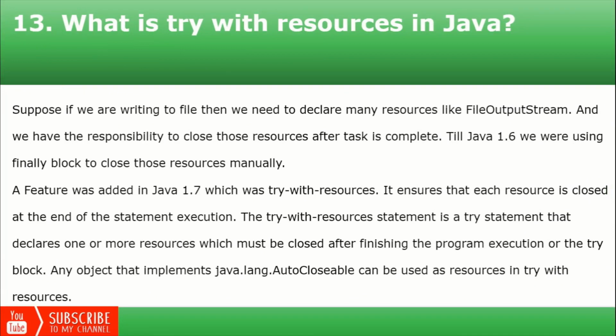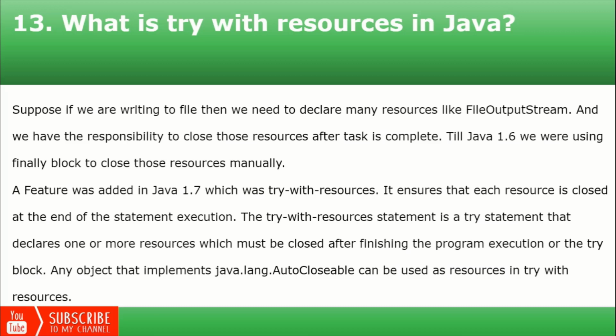Suppose we are writing something to a file. In that case, we may need to declare many resources, like a FileOutputStream, which we'll be using to write to the file, and then we have the responsibility to close these resources after the task is complete. Till Java 1.6 we were using the finally block to close all those resources which can be closed, and that has to be done manually.